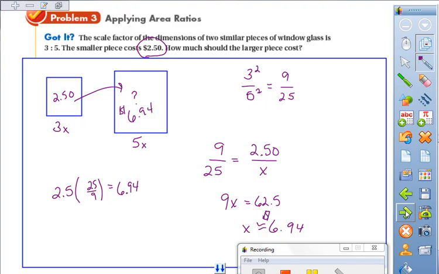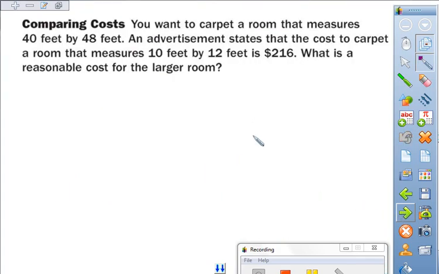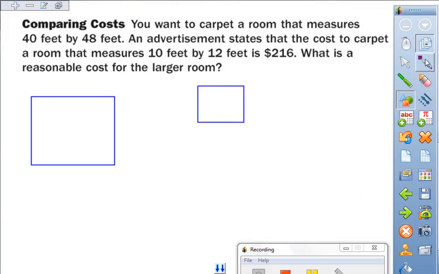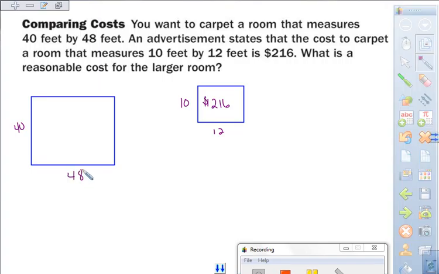Let's try another one like that. You want to carpet a room that measures 40 by 48 feet. An advertisement states that the cost to carpet a room that measures 10 by 12 is $216. What is a reasonable cost for the larger room? So our 10 by 12 is $216. Our 40 by 48 is what we're worried about.